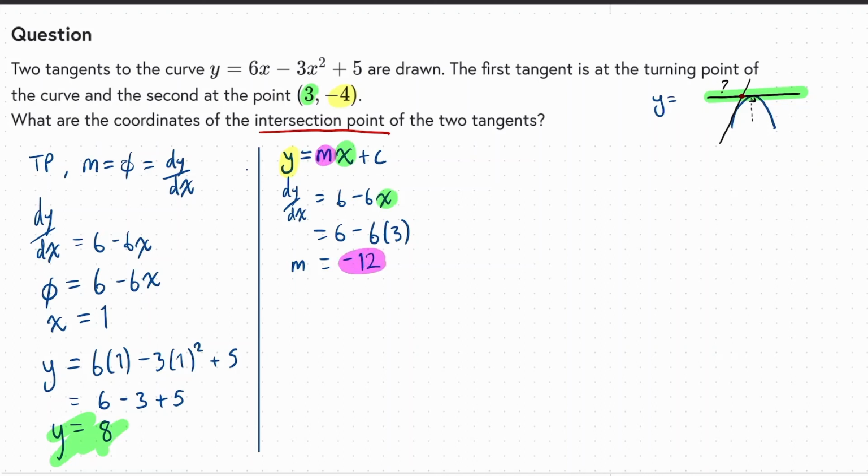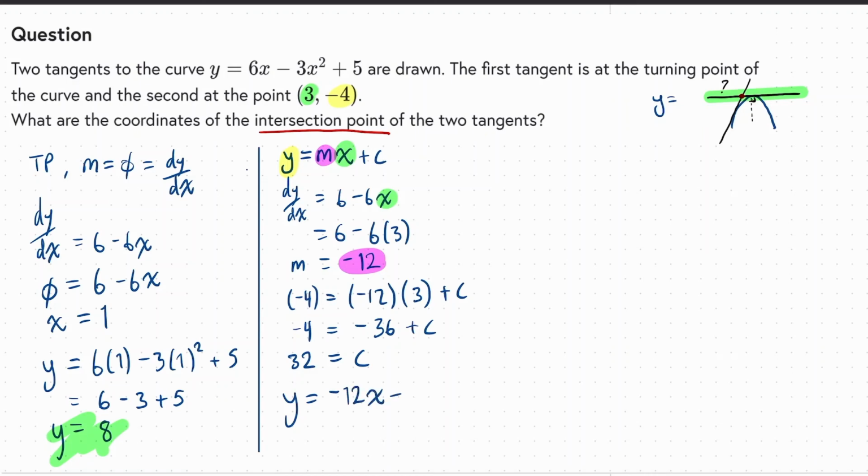I can substitute all of that into my equation. So y, which is -4, is equal to m, which is -12, times x, which is 3, plus c. I've got c all by itself now, so I can figure out what it is. So if I add 36 to both sides, I get a Freudian slip, 32, and that's what c is. So y is equal to -12x plus 32.